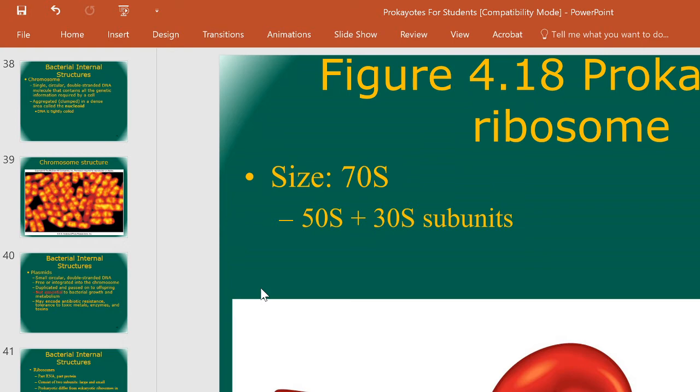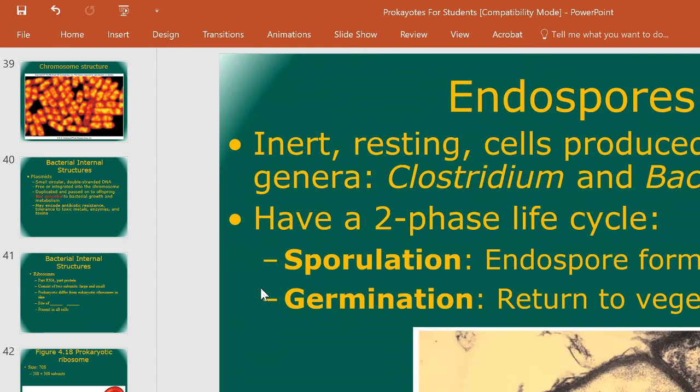And your book does talk about other internal structures, but I'm not going to test you over them. So the next thing here is going to be endospores, and they're kind of internal structures, they're kind of not, but we'll cover it here. So endo does mean in, so it is inside the cell, but they're going to be special.